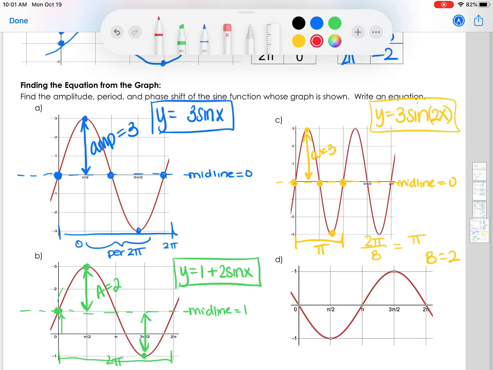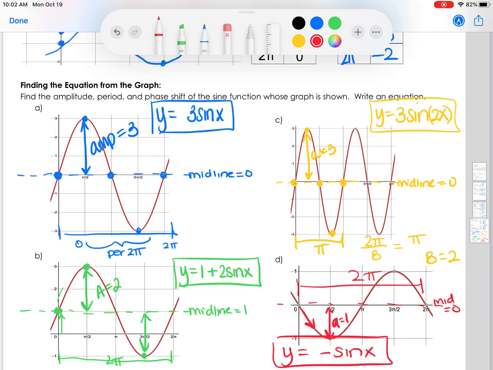All right, and lastly, I have actually a few different answers I could use here. The easiest one, I notice that my midline is 0. I notice that my amplitude is just 1. But I do notice I go down first. So I have negative. So that's y equals negative 1 sine. And I'm going from 0 to 2 pi. And I'm starting at 0, so there's no change. So this is just negative sine of x.